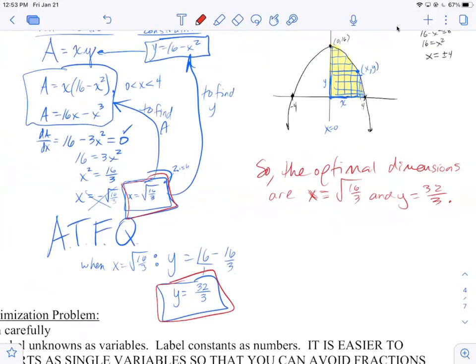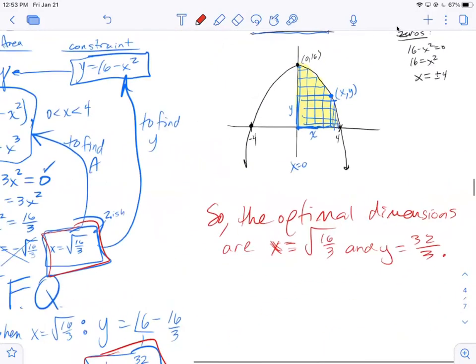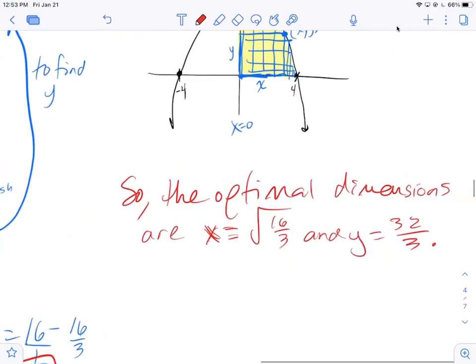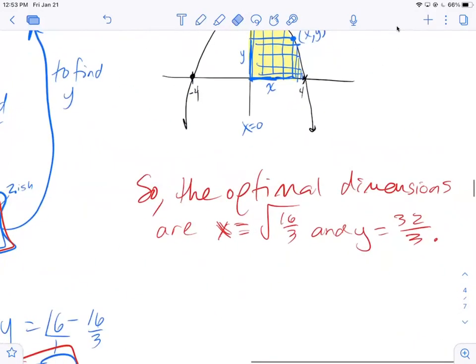We didn't have to justify, it didn't ask, so I'm not going to, okay? Optimal is a flavor word. You don't have to use it. Optimal is a flavor word, right? An adjective. So if it asks you for the dimensions, you could just say, so the dimensions are. Yeah, absolutely. I threw optimal in there because we're doing optimization.